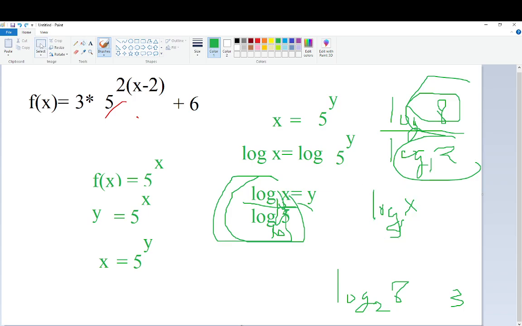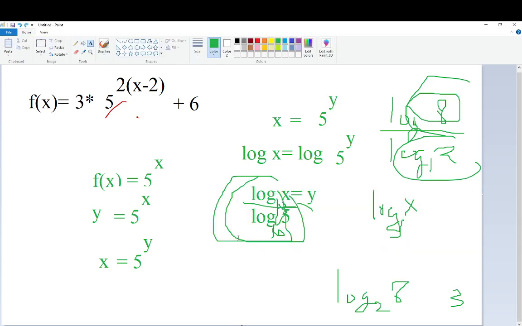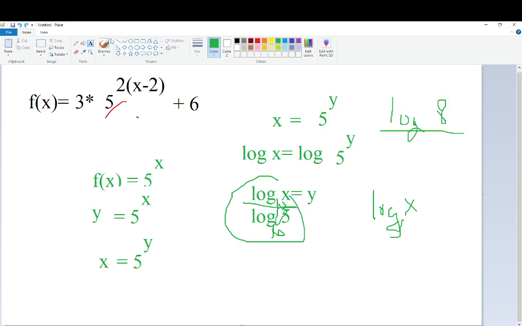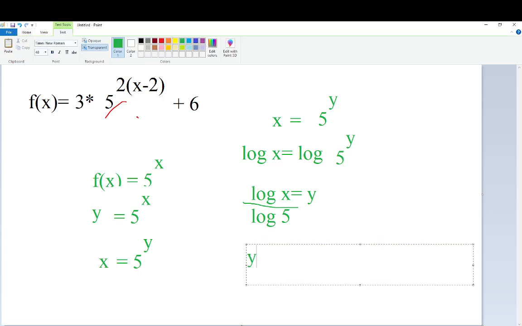So that means, boom, we're done. That's the inverse. Oh, I don't want to delete that one. I want to delete the other one. That means I can rewrite this as y is equal to log base 5 of x.